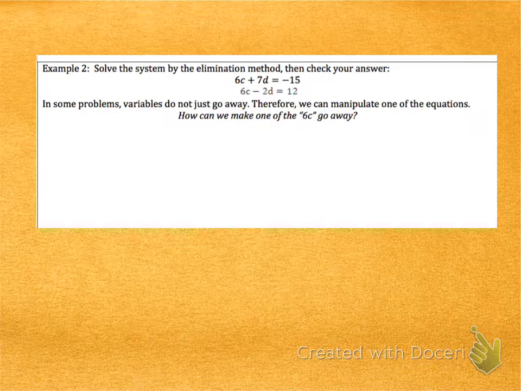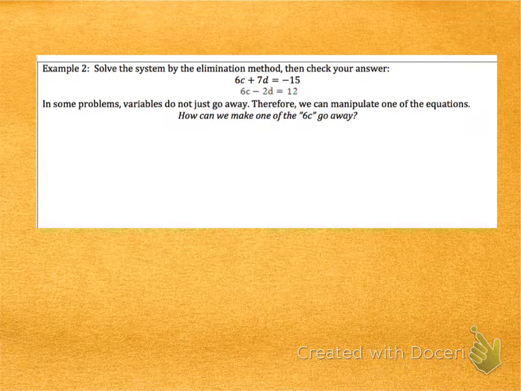We have matching terms of 6c. Now the problem with that is we can't add them and have them go away, because 6c and 6c are the same, not opposites. So we have to think about what we could do transformation-wise to make one of the 6c's eliminate, which is probably our easiest thing, because those are already matching coefficients. So we just want to make them opposites.